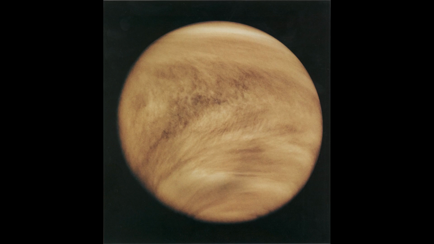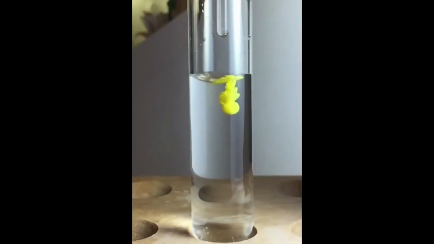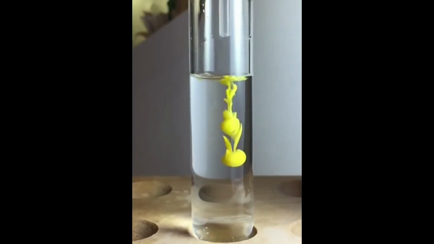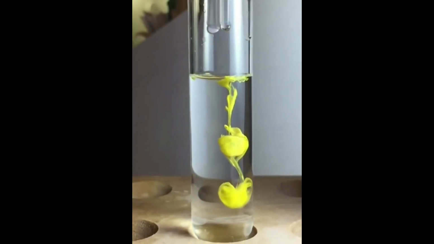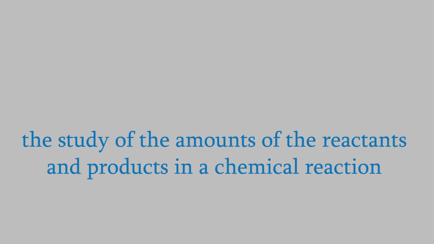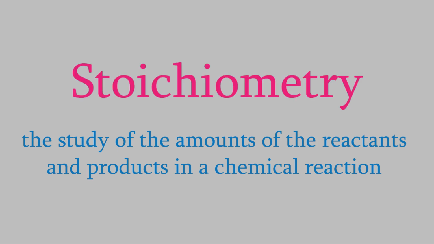This chapter is all about finding answers to some of the most common questions chemists want to answer. When we combine chemicals and make them react, how much of each chemical will we need, and how much of the products will we get? This study of the relationship between the amounts of the reactants and products in a chemical reaction is called stoichiometry.